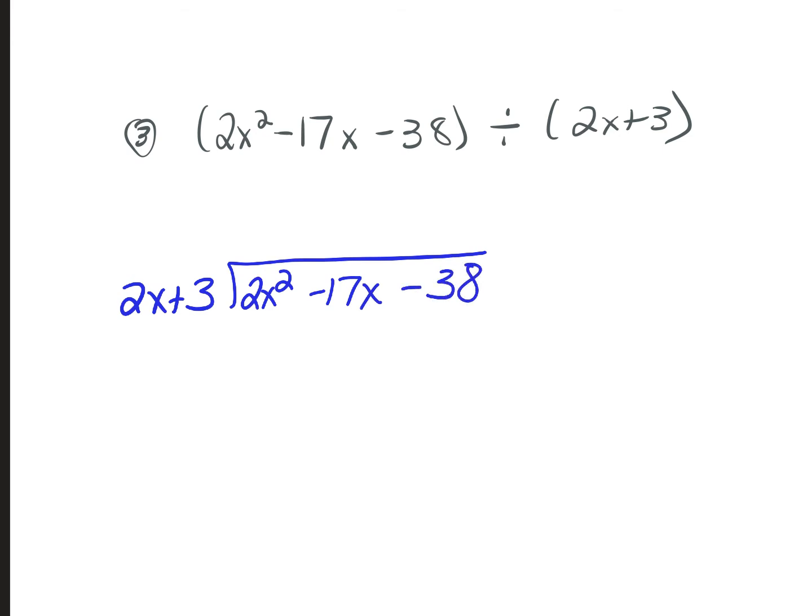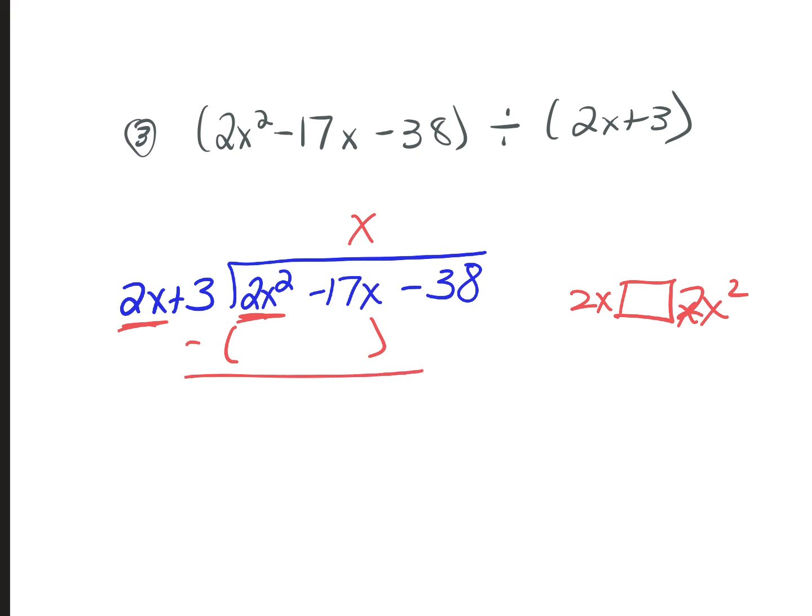Are we written in standard form? Yes. Is every exponent below 2 represented? Yes. I have an x squared, I have an x, and I have a constant. So now we just go through the motions, guys. 2x times 2x squared. 2x times what gives me 2x squared? X, right? So put it up here. Get your subtraction ready.